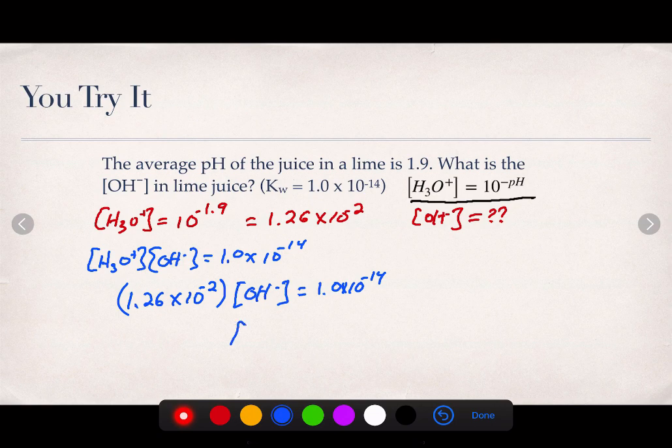And so when I work that out, I get a hydroxide ion concentration equal to 7.94 times 10 to the minus 13.